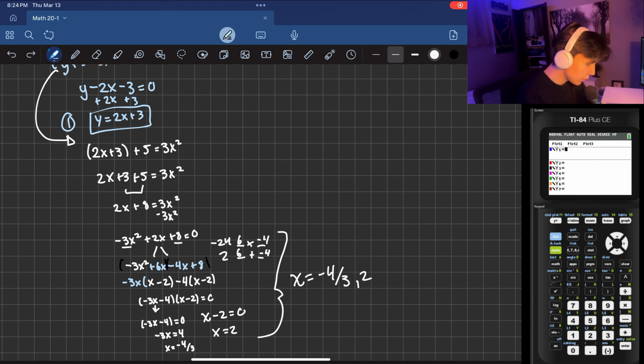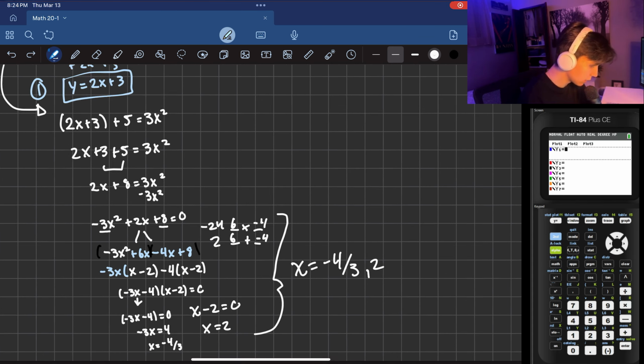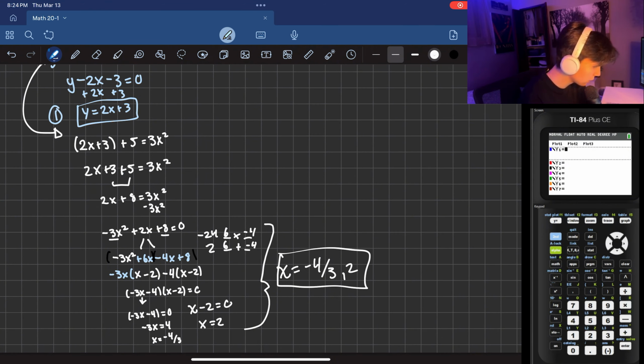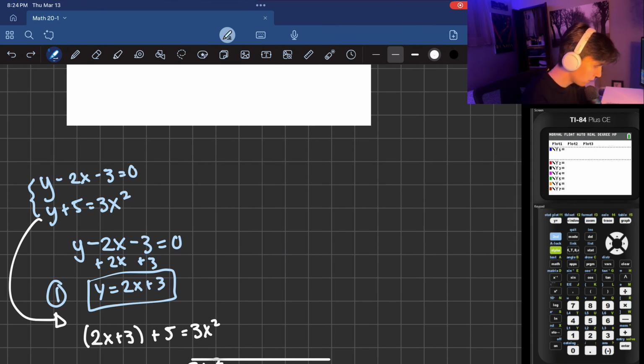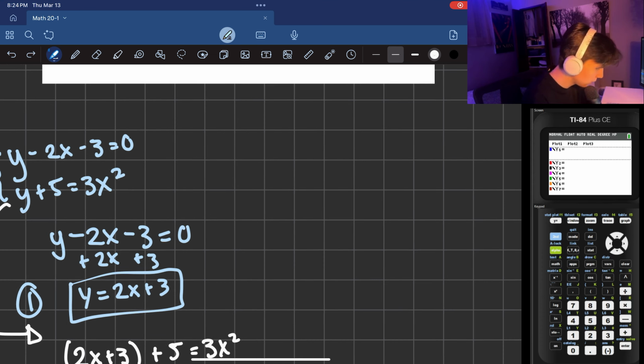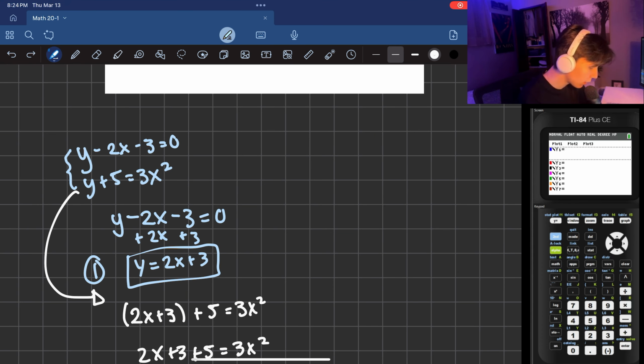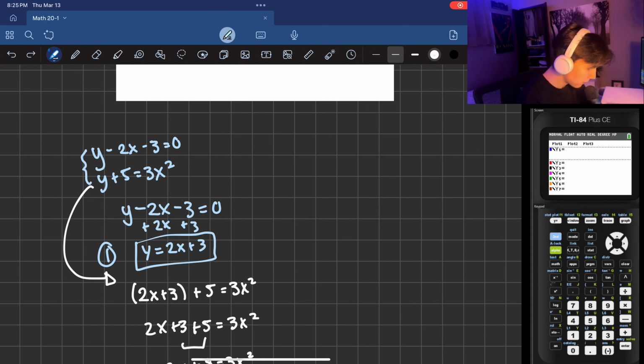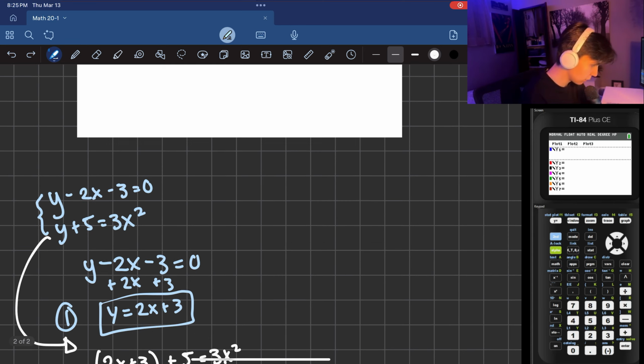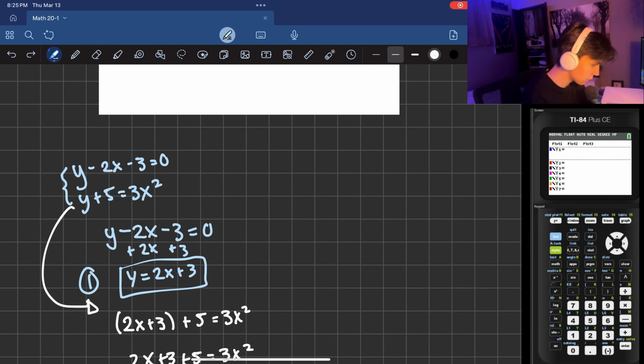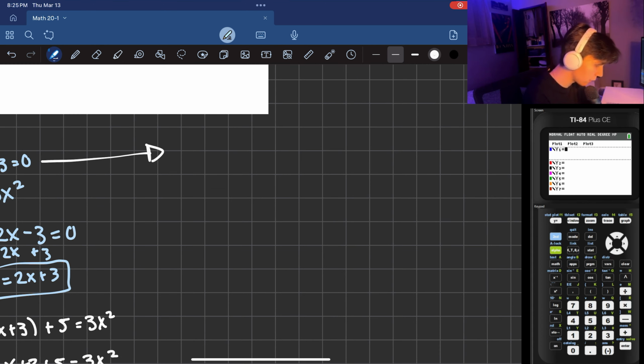And since we've found what x is, we have to go back into our equations, both of them, and plug in our values of x. Typically we're going to plug our value of x into the equation we haven't used yet. We haven't done anything with this equation except isolate for y. We've actually used this equation to solve our quadratic. So we're going to use the equation we haven't used, so this one right here.